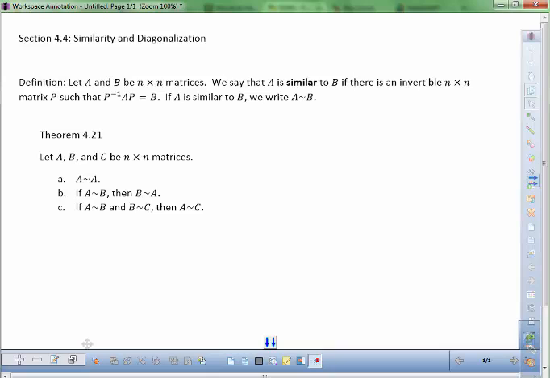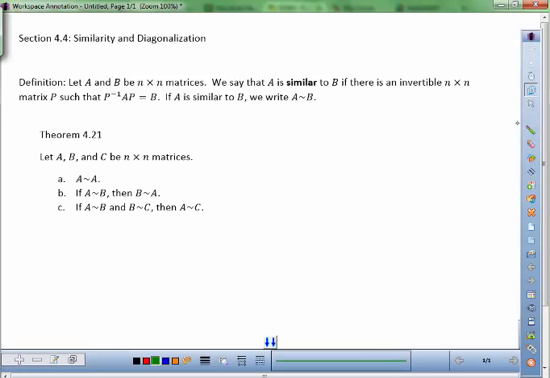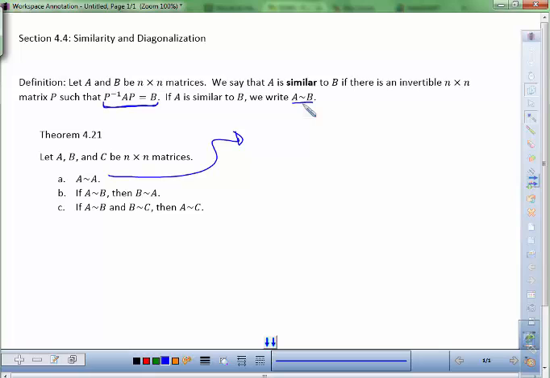I've been trying to avoid proving things in the class, but I think these are really simple and easy to do. So let's see if we can prove these things. We'll use the definition of similar. To prove that A is similar to itself, we need an invertible matrix to multiply with A, the inverse on the left and then the actual matrix on the right, so that you're going to get the matrix A.